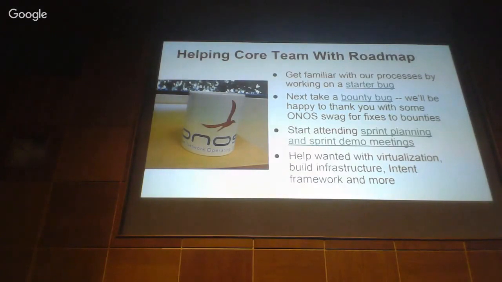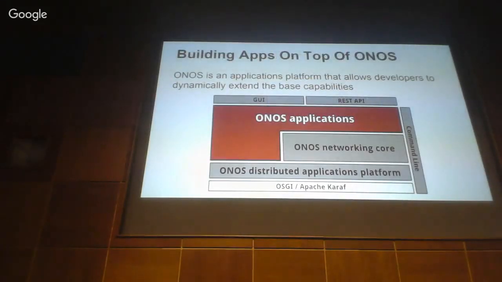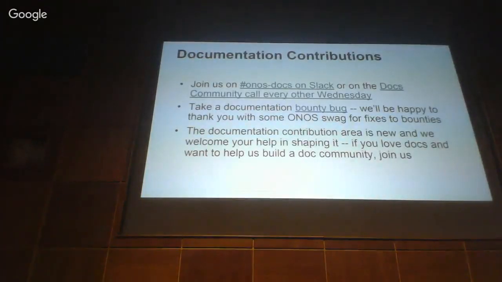You can also attend sprint plannings and sprint demo meetings. We usually do 3-4 sprints in an agile fashion. And as we were saying before, virtualization, build infrastructure, internal framework, and the GUI that we are building. Those applications, as we discussed before, are part of the platform and they come in the same repository when you download it. So if you bring your own application for your use case, this would be the place where it lives.